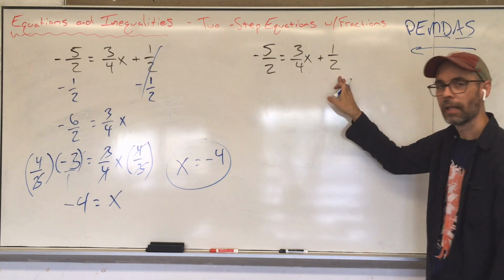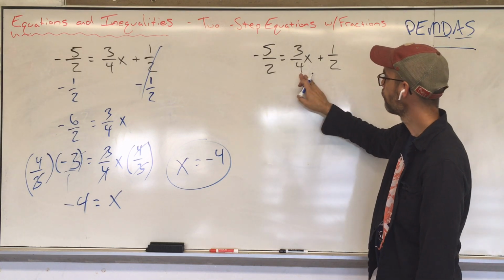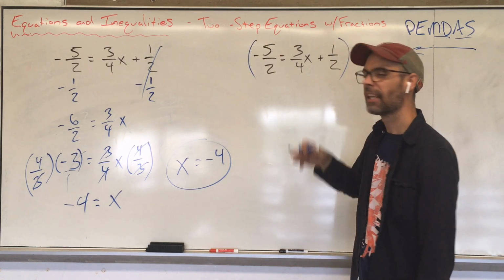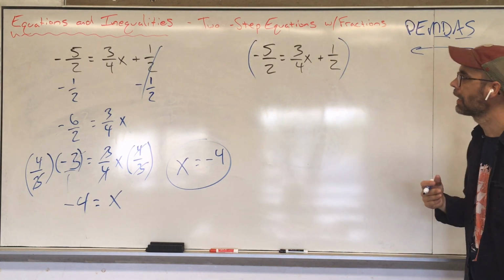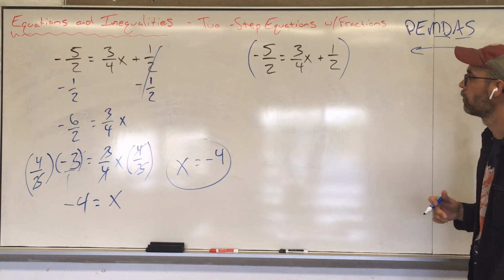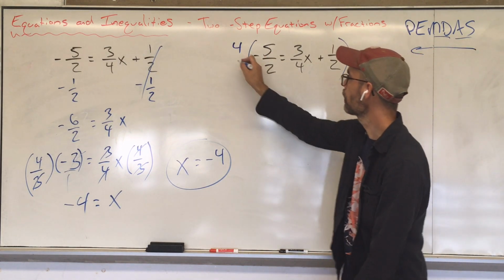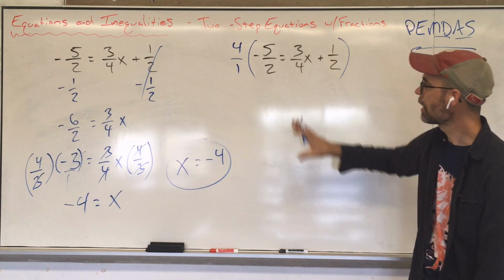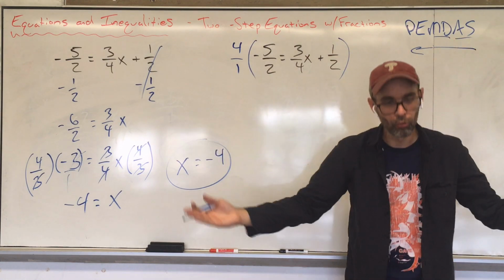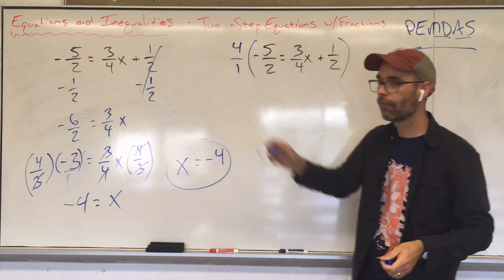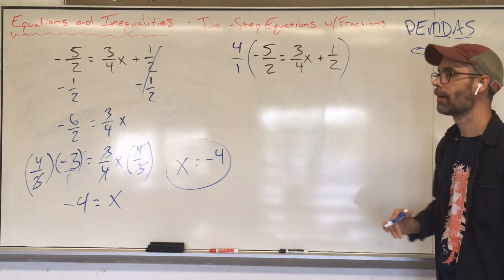I need to look at the denominator. In this case, 2 and a 4 and a 2. I want to find a number that they all go into evenly. I want to find that least common multiple. And in this case, it's going to be a 4. So what I'm going to do is take my whole original problem and group it together. Then I'm going to distribute 4 to the whole problem.